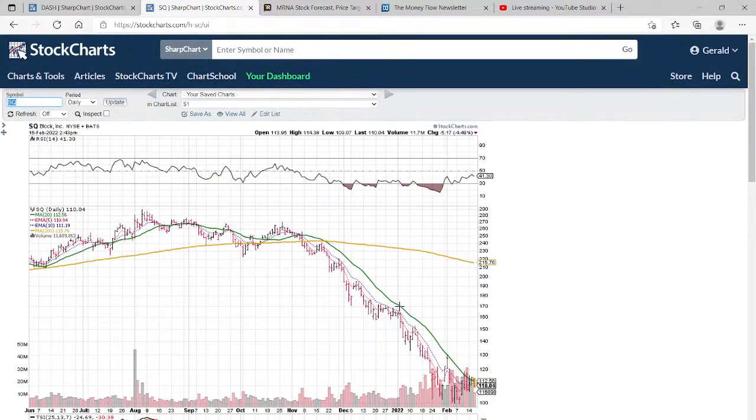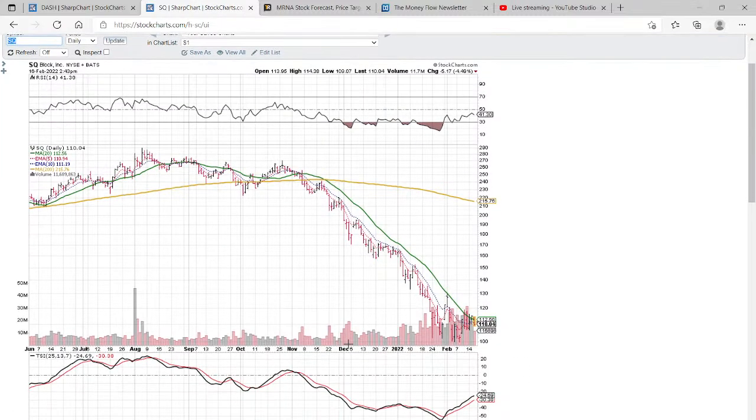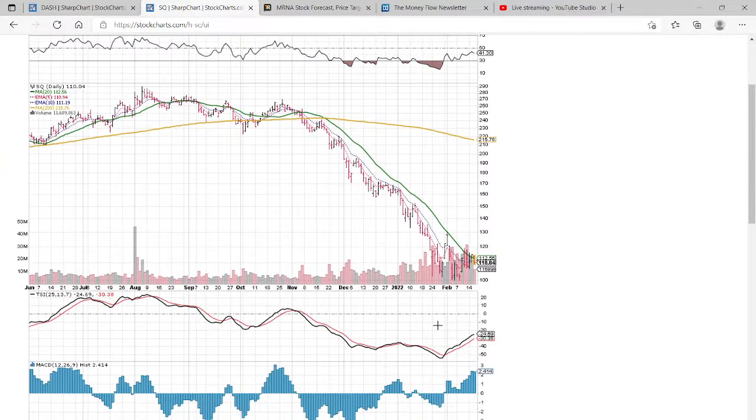I think the market will be green today. We'll see. Square, you could buy Square here. This is a nice stage one. I don't know if it's done going down. I would have said the same over here. But I do like Square here.